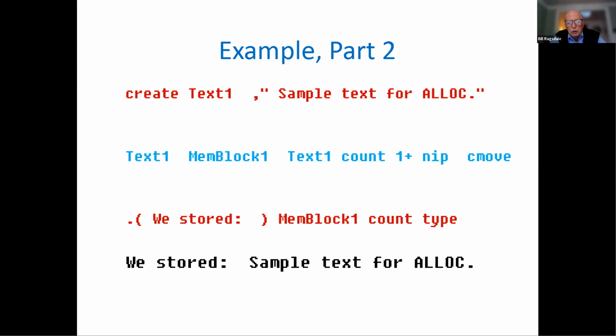And then the sequence text1 count 1+ nip just calculates the number of bytes to transfer. It goes into the text that we have in text1, gets the count address, and we do a CMOVE. So that sequence moves us from the dictionary allocation into our new RAM allocation. As a verification, there's just a simple line of text there that says display the words "we stored," and then we go into the memory block, count and type, and that will display our string. So in this case, the output will say "we stored sample text for allocation." That verifies that our text has been transferred.